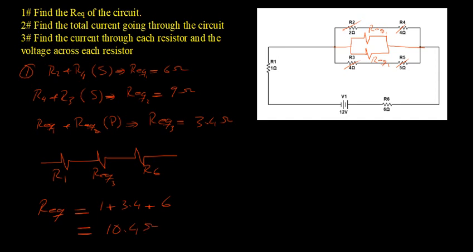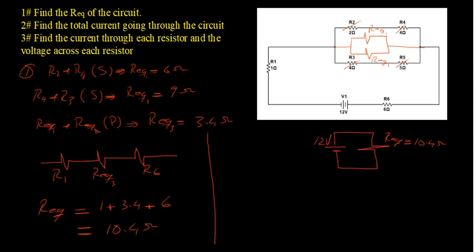ohm. Okay, so here I calculated the equivalent resistor for the whole circuit. So my circuit now looks like this. It's just the battery, 12 volt, with one resistor, the R equivalent, which is 10.4 ohm. It's a simple circuit. That's the idea of finding the R equivalent, to simplify our circuit.